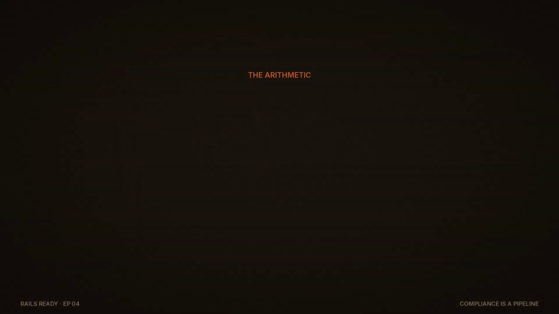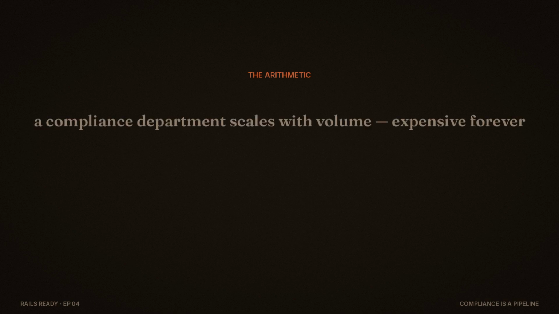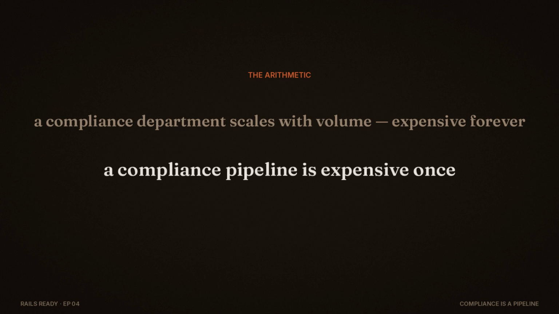The number that makes the case for all of this: manual review costs multiply per corridor, while pipeline costs amortize. A compliance pipeline is expensive once. A compliance department that scales linearly with volume is expensive forever.